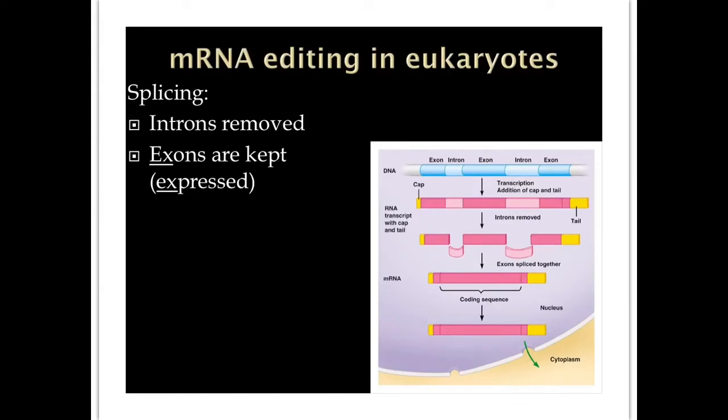We need to remove the introns because, again, they don't code for the protein. So the introns are removed, the exons are kept, and they are spliced or pasted together. Now I have my final mRNA with the introns gone. I have the cap and the tail. That is what will leave the nucleus.